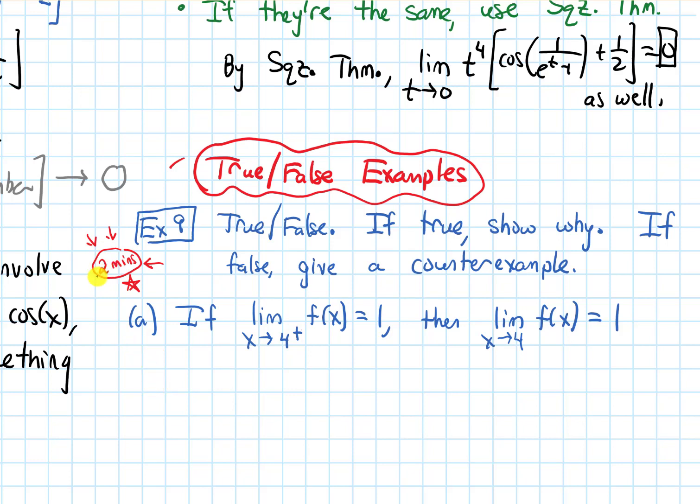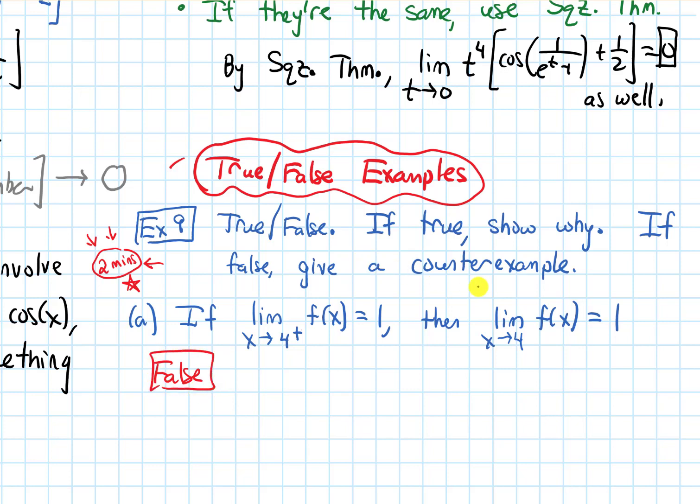Alrighty, so hopefully you've done that. Hopefully you thought about it for about 2 minutes and tried something. Even if you weren't sure, that's okay. But I do want you to be trying something, even when you're stuck. So this is saying that the limit as x approaches 4 from the right is 1. And then it's asking us, does that mean that the limit as x approaches 4 overall has to be 1 as well? Well, no. For the limit as x approaches 4 to be 1, both the limit from the right and from the left have to be 1. So we're thinking that this is false.